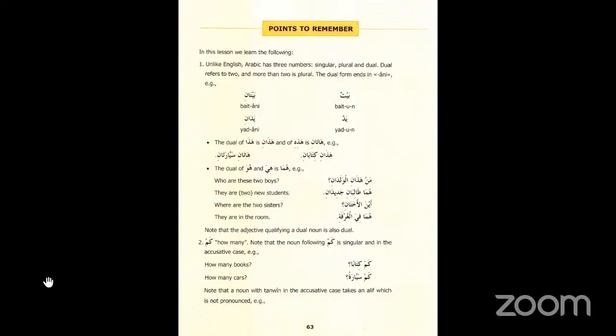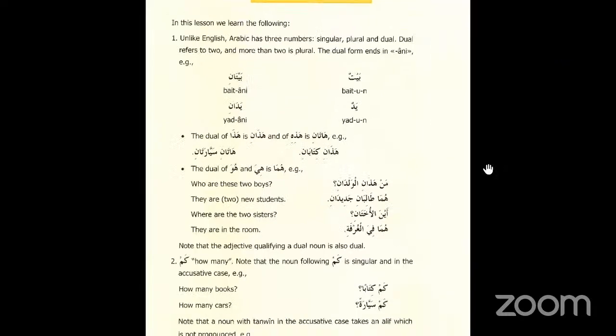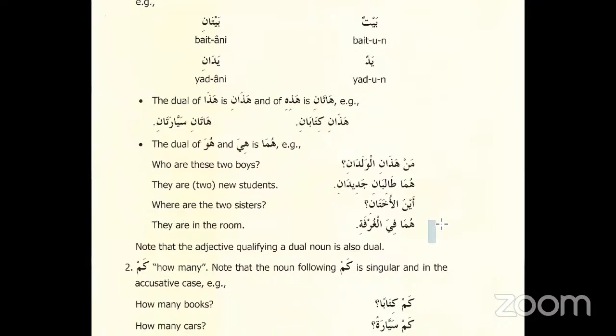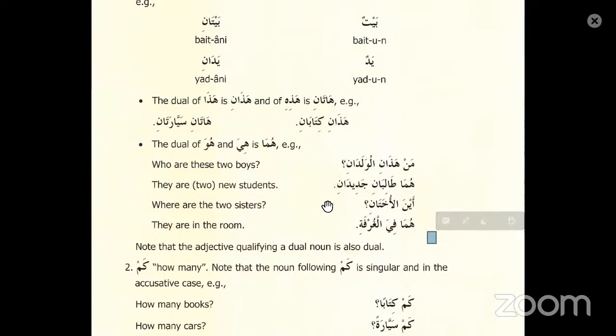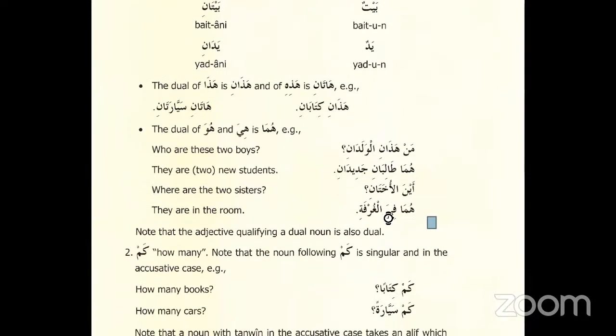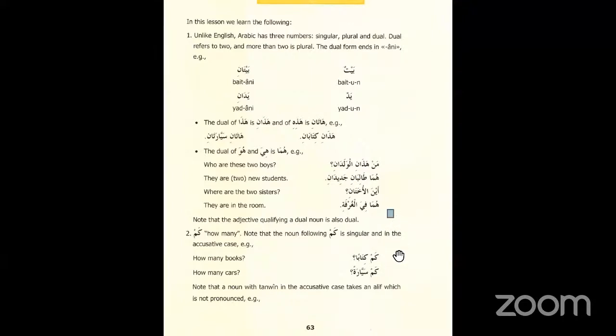Who are these 2 boys? Man hadani al-waladani. Excellent. Okay. And then huma talibani jadidani. They are 2 new students. Huma, yeah, so huma is they both. Talibani. Okay. Yep. And Ainal ukhatani, where are the 2 sisters? Huma fi al-ghurfati. They are in the room. So huma is for masculine and feminine for 2.